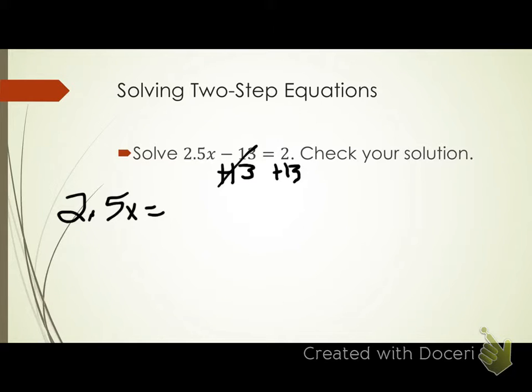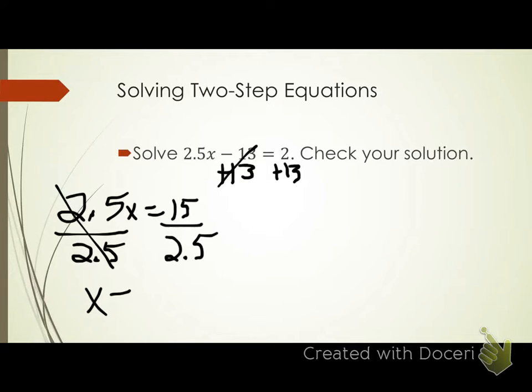2 plus 13? 15. Questions on my first step? No. Raise your hand if you can give me my next step. Plus 13, yep. Divide by 2.5 on both sides. Cancels out. So what does 15 divided by 2.5 give me? What is it? 6.